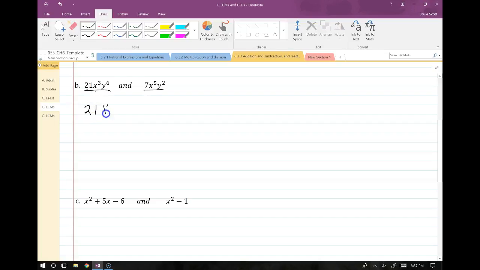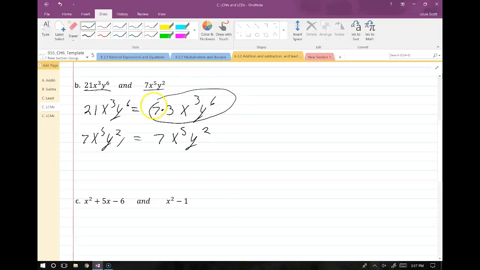All right, so 21x cubed, y to the 6th, and 7x to the 5th, y to the 2nd. So the 21 breaks up into 7 times 3. We have x cubed, y to the 6th, and the 7 down here is prime, x to the 5th, y to the 2nd.